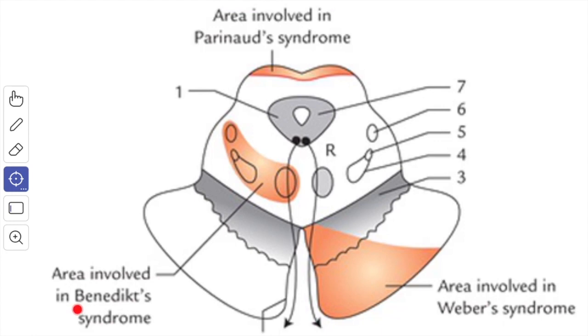Next we'll see about Benedikt's syndrome. It occurs due to vascular ischemia of the tegmentum of the midbrain involving the medial lemniscus, spinal lemniscus, trigeminal lemniscus, and also the red nucleus, the oculomotor nerve fibers, and the superior cerebellar peduncle.